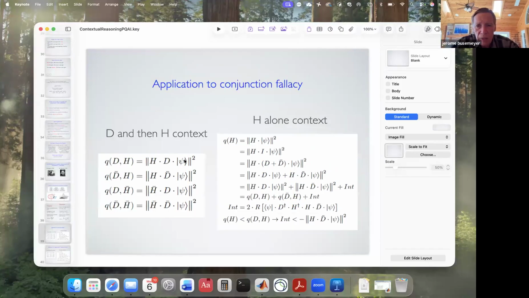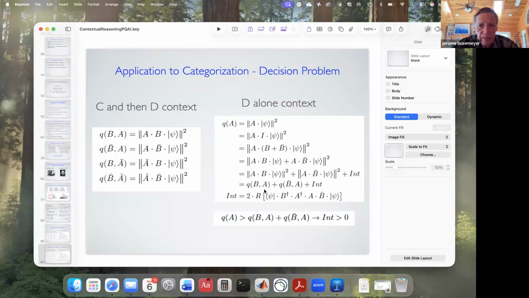By the way, that same argument also applies to something called the disjunction fallacy. I didn't go over that for lack of time. I'm running out of time. Disjunction fallacy is where people will sometimes judge the event A or B to be less than the event A. But the same exact model, same exact equation, same parameters, everything will produce both the conjunction and the disjunction at the same time. Anyway, this is the model applied to the categorization decision-making problem.